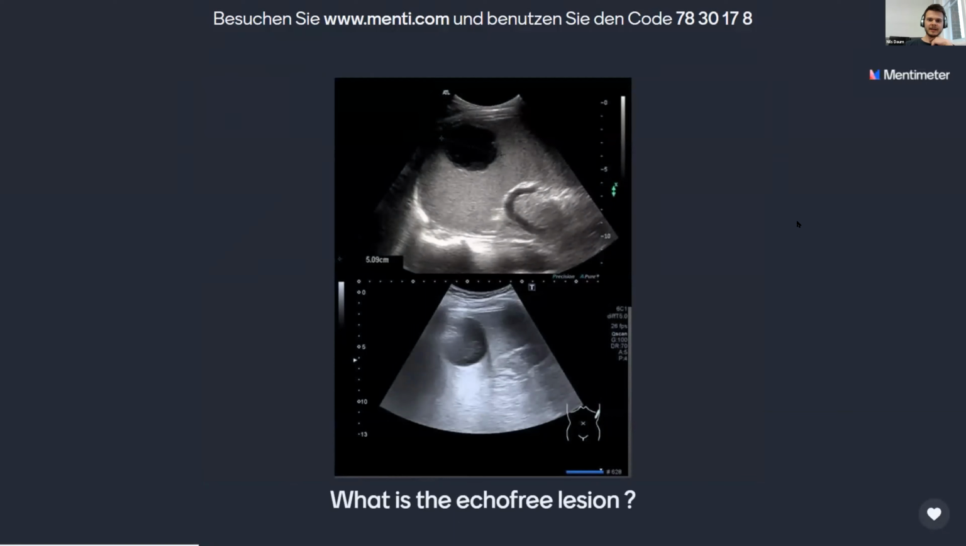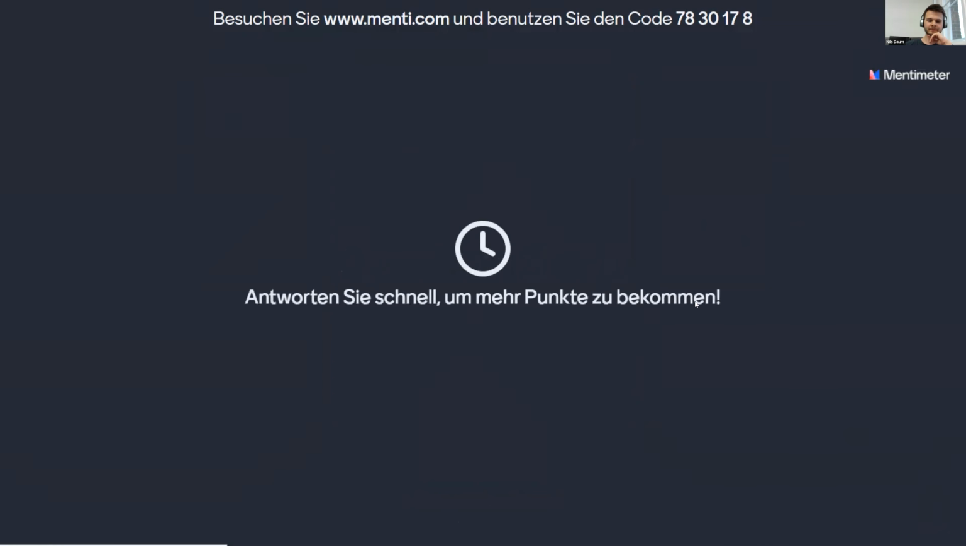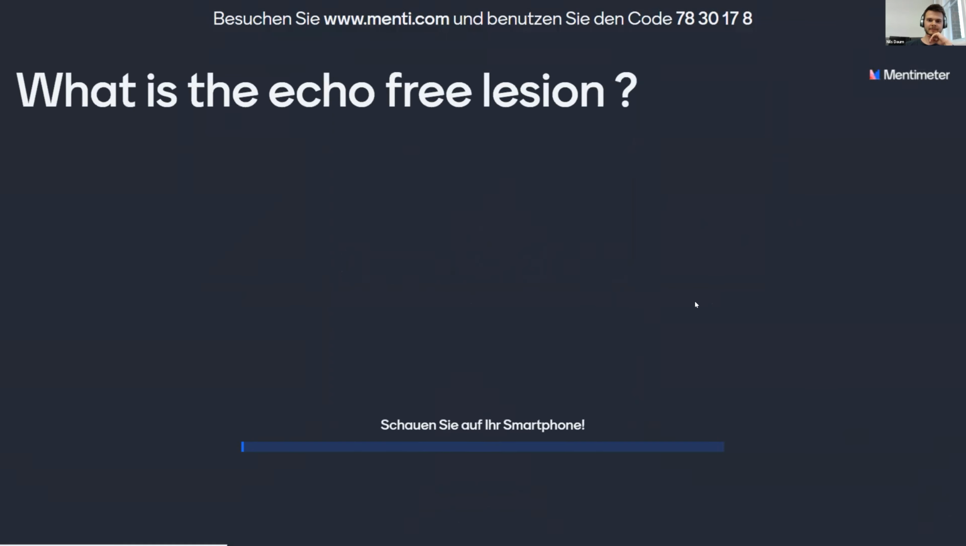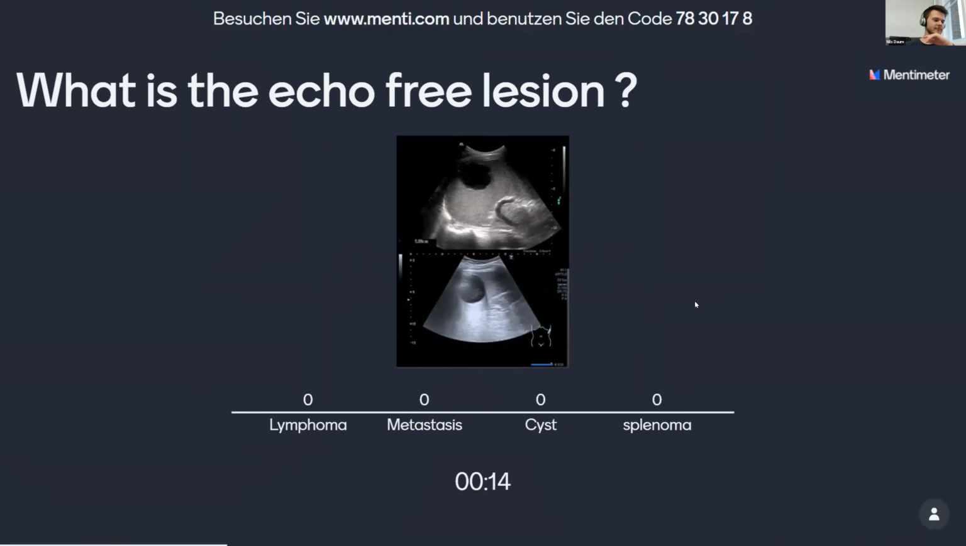So we have the next one, and our focus here is on the echo-free zone in the spleen. We have 2 pictures here. Also right here, it's the same one. And the question is, what is this echo-free lesion? What can it be? So we have 4 options. Is it a lymphoma, a metastasis, maybe a cyst, or is it a splenoma?